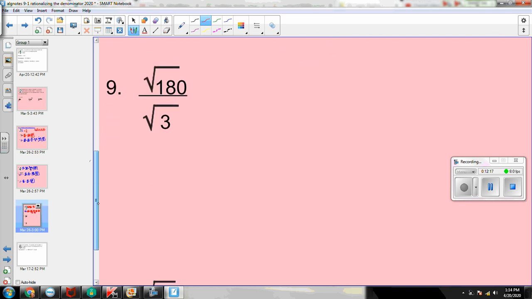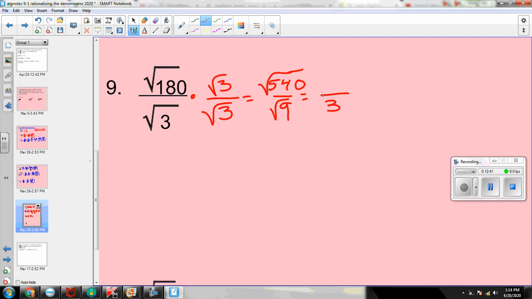Okay, on number 9, I have the square root of 180 over the square root of 3. There are a couple ways you could do this problem. You could just multiply by the square root of 3 over the square root of 3, so that you get the square root of 9 in the denominator, and then the square root of 9 is 3. You're going to get a large number here. You're going to get 540, and you're going to have to see if you can simplify that.